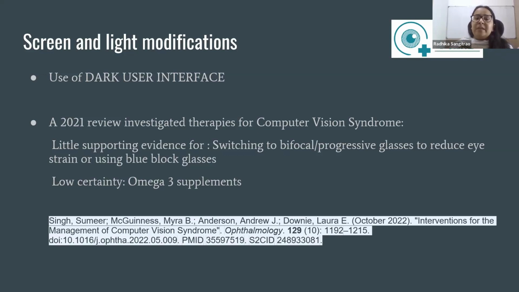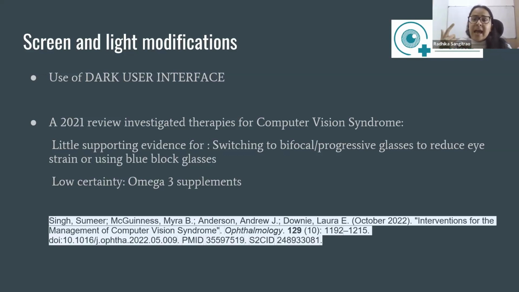And I always tell my patients, the bigger the screen, the better. So if you have a desktop that has a big screen that is further away from your eyes, that is better than using a laptop, and a laptop is better than using your phone. And always have the source of light behind you and falling onto your workstation.